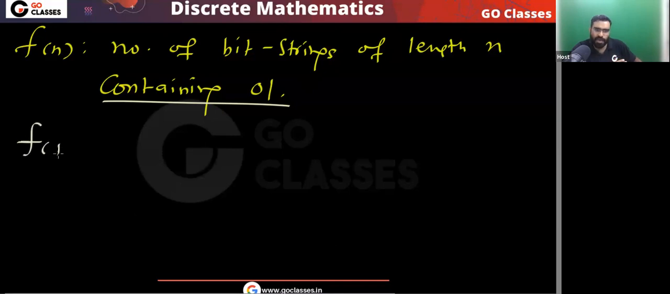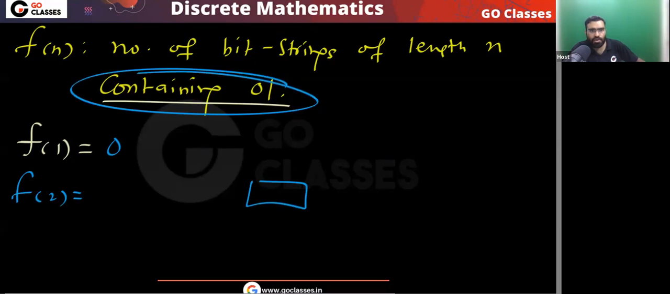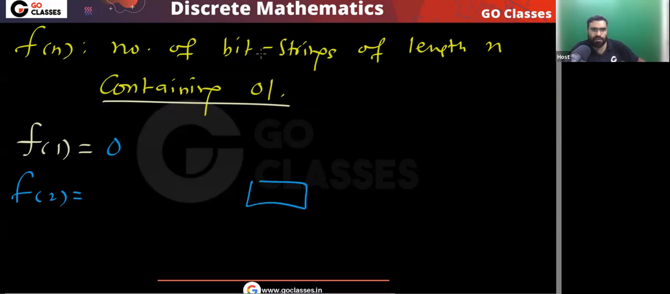First, tell me what F1 will be. Can you contain 0, 1 if you have only one length? You cannot contain 0, 1. If you have two length, then containing 0, 1, how many can you create? Only one you can create.